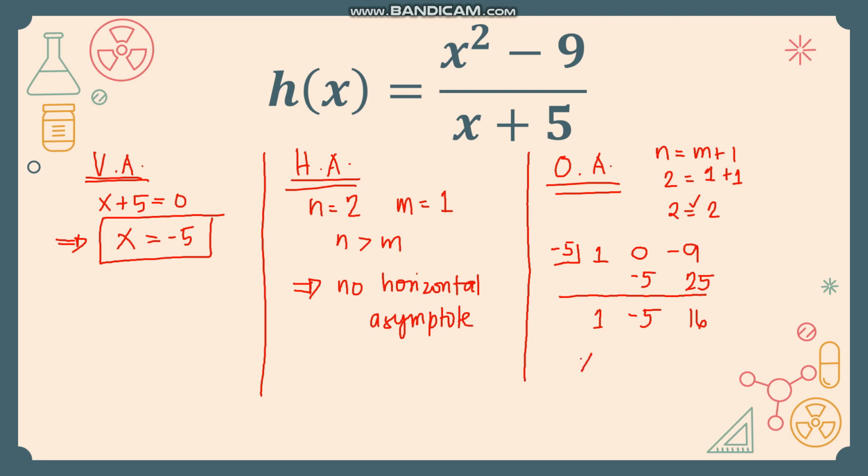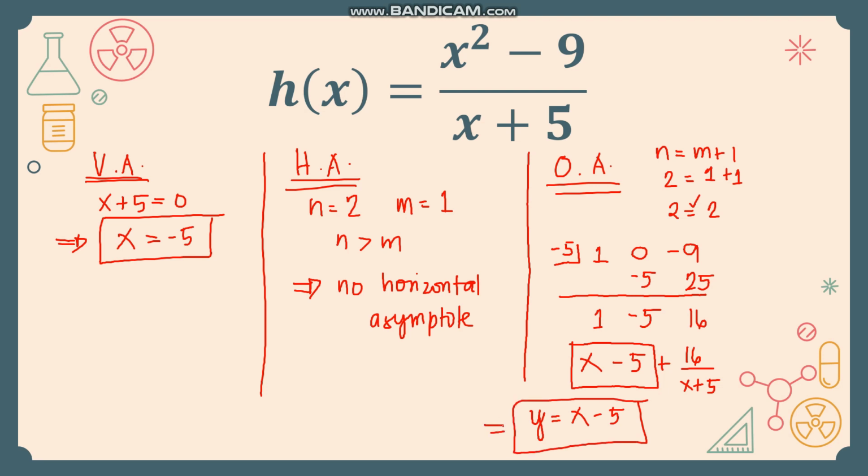These are now the coefficients of our quotient. So we have here x, because 1 is the numerical coefficient. x minus 5. Then 16 will be for our remainder, 16 over x plus 5. Now for the oblique asymptote, what we will just get is the quotient. So we don't need the remainder. And then after getting the quotient, you have to equate it to y. So that our oblique asymptote will be y equals x minus 5. So this is now our oblique asymptote.